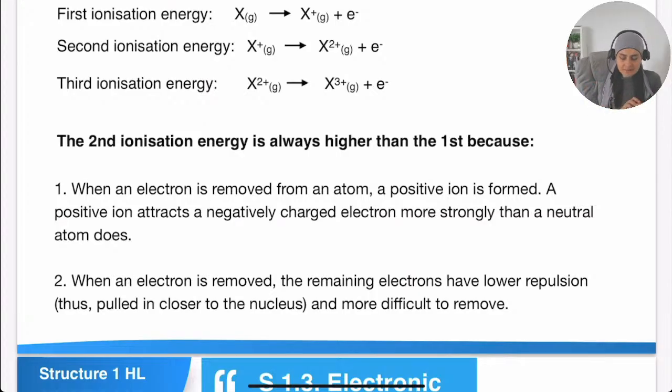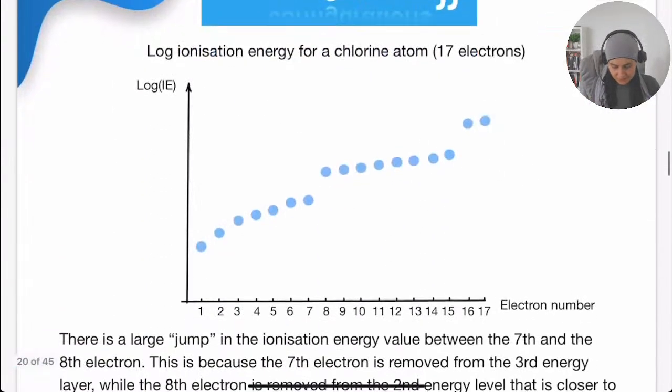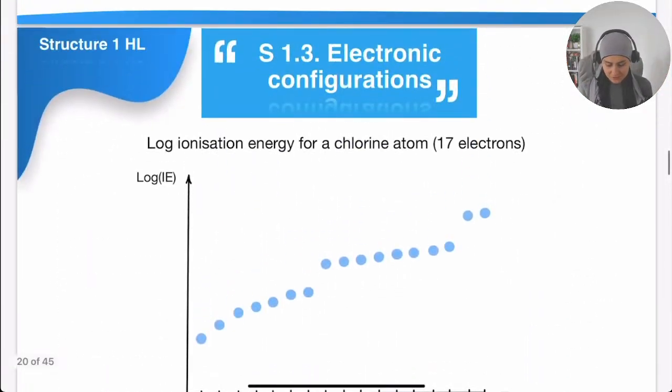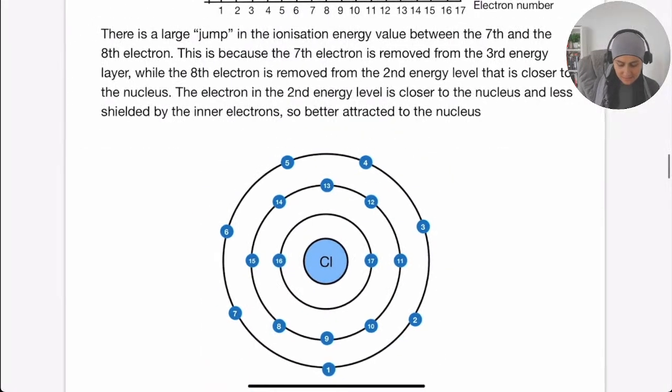Another way to explain it is that when an electron is removed, the remaining electrons have lower electron-electron repulsion. That's why they would be attracted closer to the nucleus. Let's say attracted, because pulled is never accepted in the mark scheme. So more energy is needed to remove them. That's the explanation for the second ionization energy, and all consecutive ionization energies. Now again, this is still HL, guys.